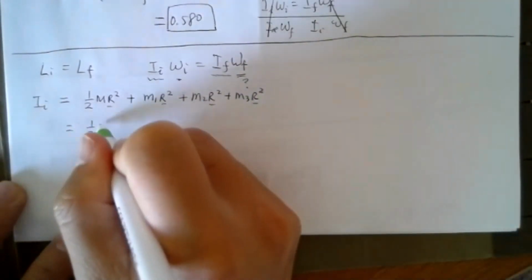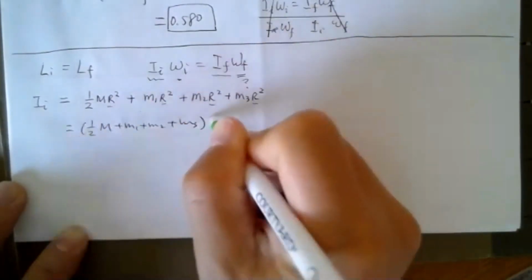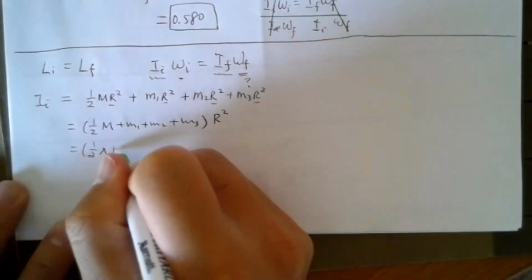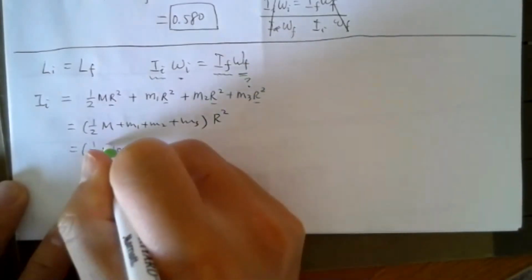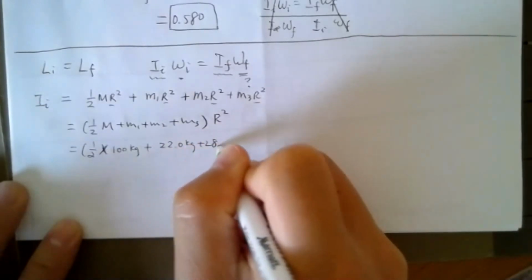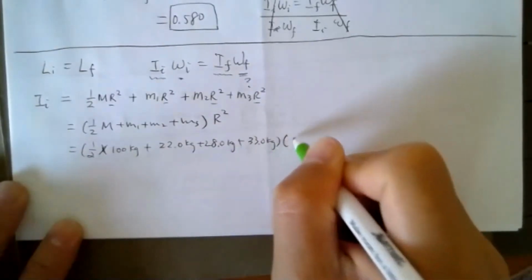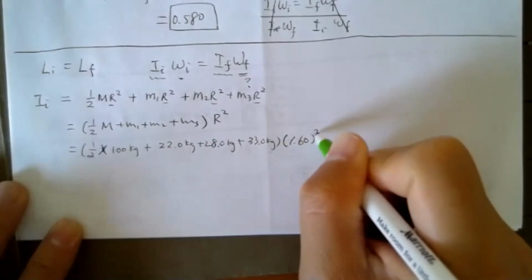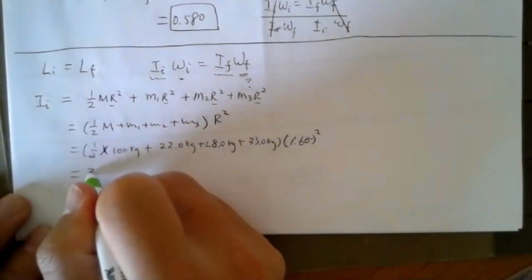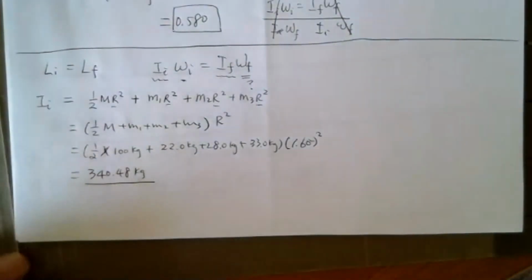So 1/2 capital M plus M1 plus M2 plus M3, times R square. So that's 1/2 times 100 kilograms plus the 22 kilograms plus the 28 kilograms plus the 33 kilograms, times the radius of 1.6 meters squared. So that will give you 340.48 kilogram meter squared for I initial.